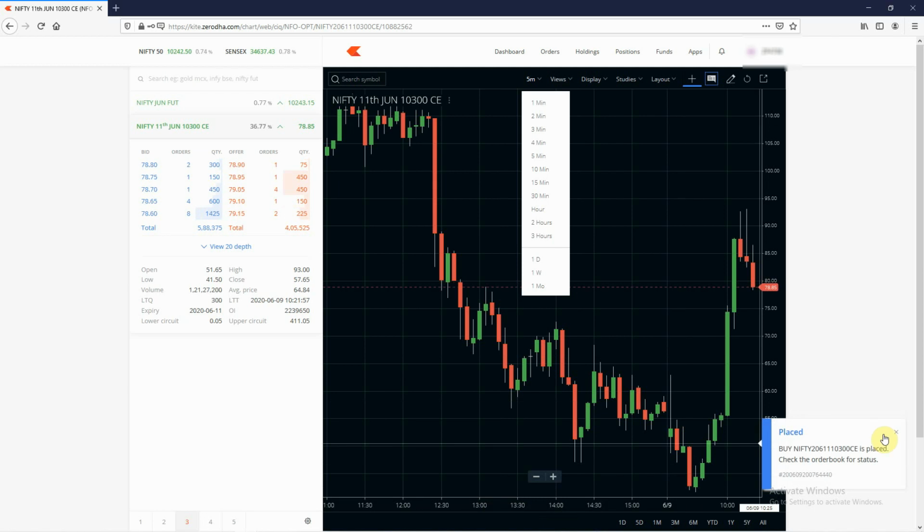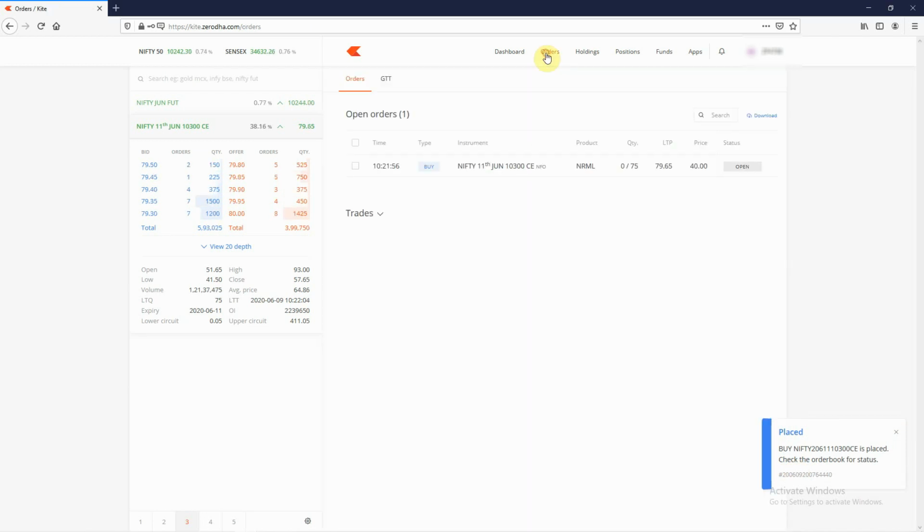Now this order has been placed, as you can see on the right hand side. The status update comes here, the notification comes here. If you want to check whether the order is placed or not, you just go to the order tab here and you see this order running in the market.